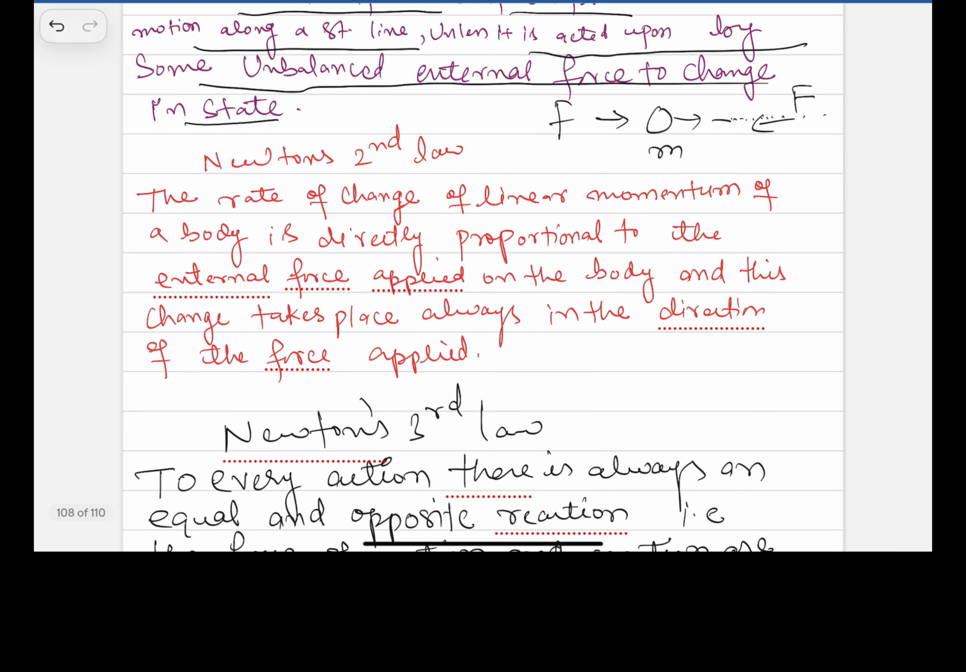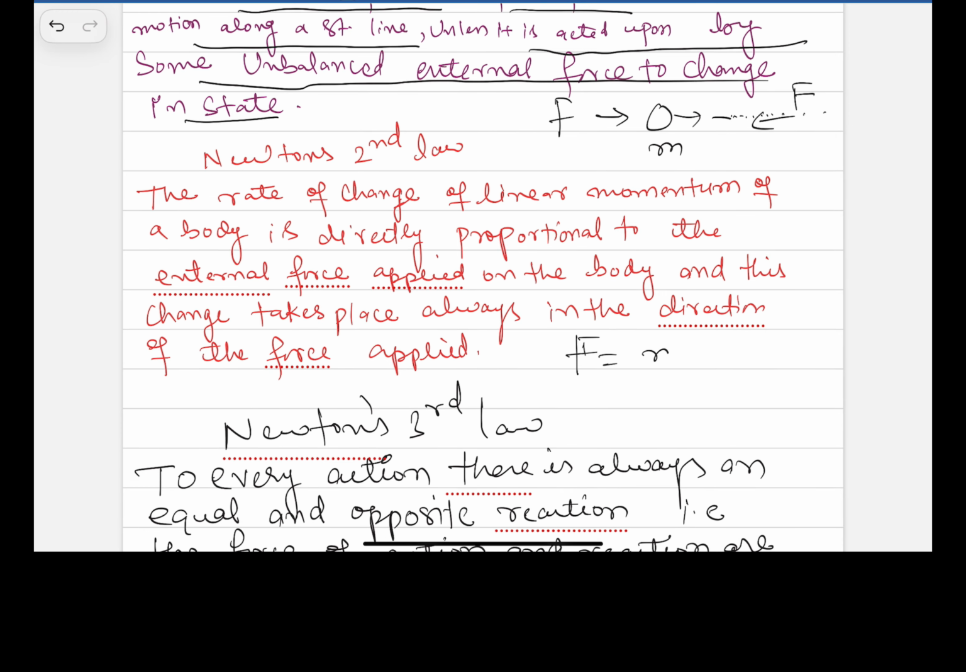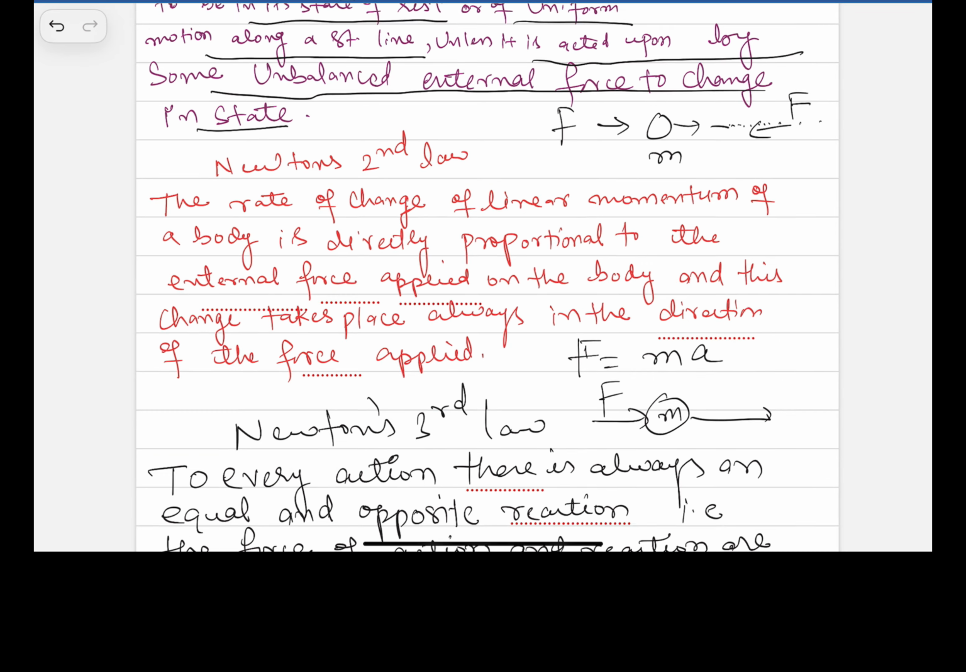Newton's second law. The rate of change of linear momentum of a body is directly proportional to the external force applied on the body, and this change always takes place in the direction of the force applied, that is, force equals mass into acceleration. A body of mass m, when we apply a force, will accelerate in that direction; it is directly proportional to the force applied.